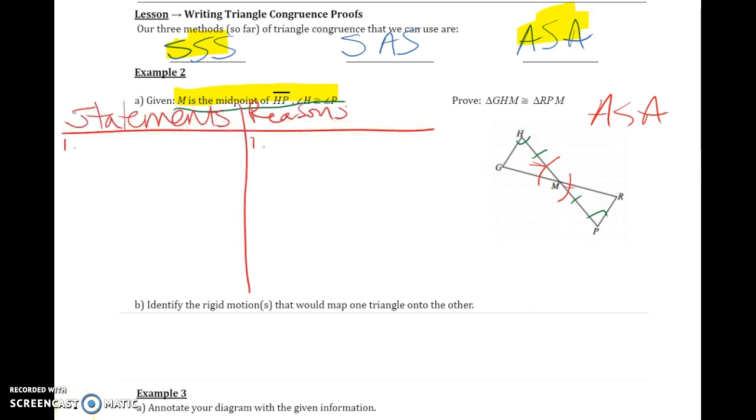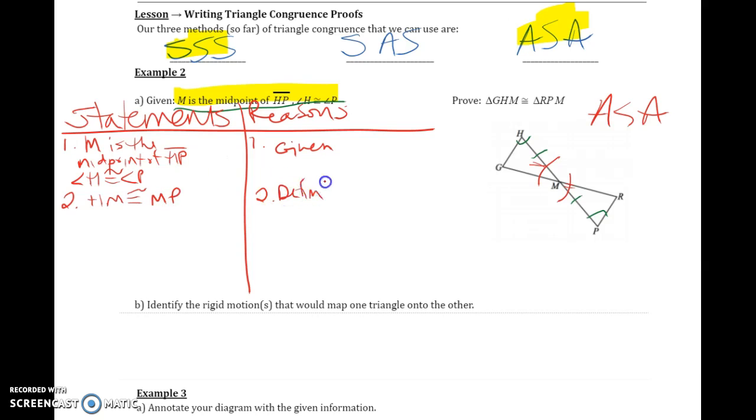So we always start our proof with our given information. M is the midpoint of HP, and angle H is congruent to angle P. Why do we know that? That is given. So from the given information, I know that HM is congruent to MP. That is the definition of a midpoint.